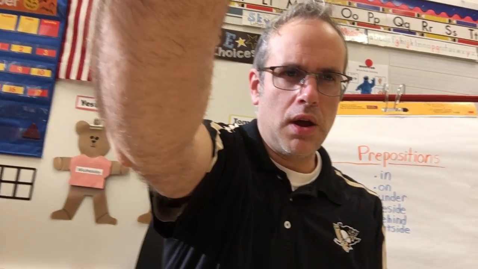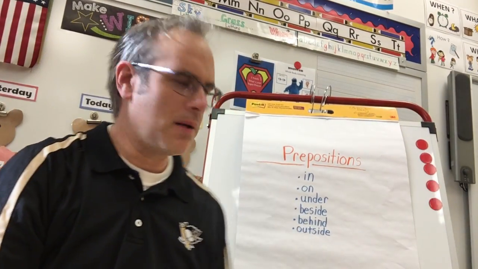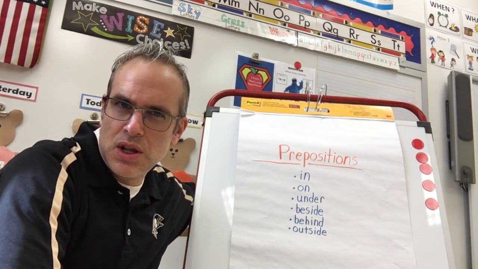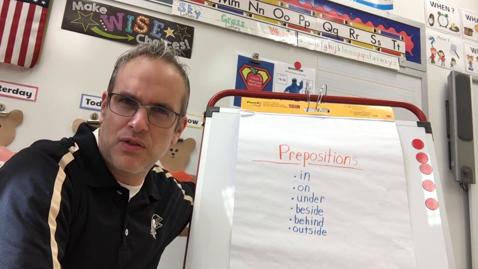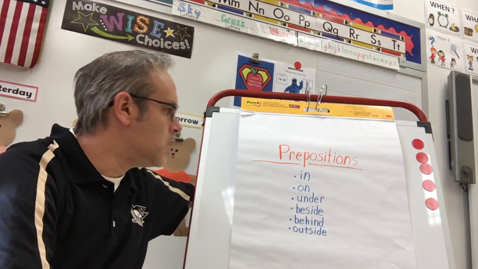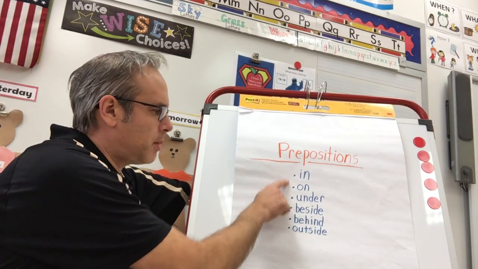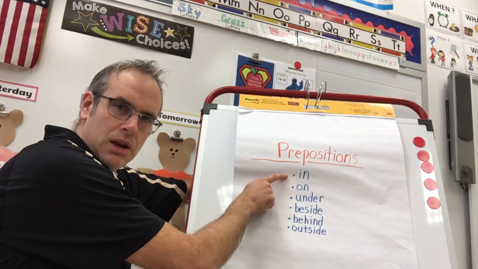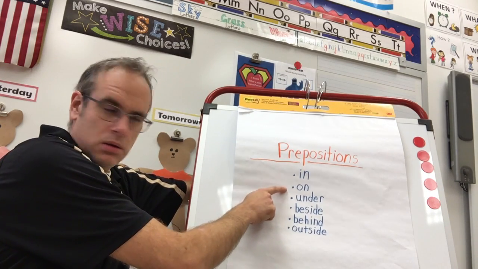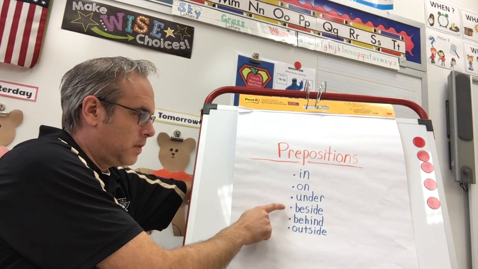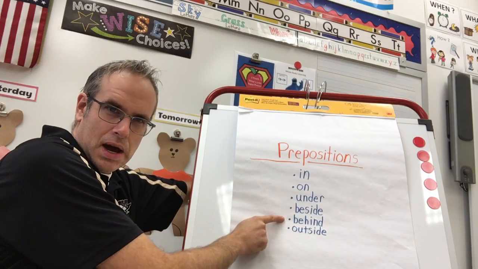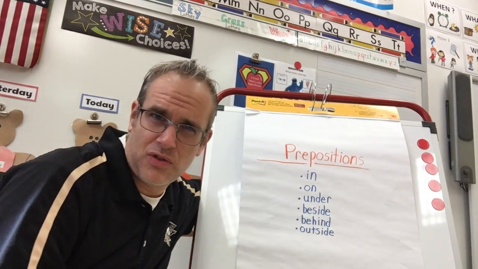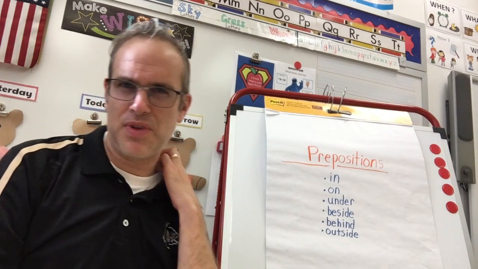So here on the chart behind me, I wrote a word in orange. It says prepositions. A preposition is a word that describes something's location, like where it's at. I wrote some different preposition words in blue here for us to look at: in, on, under, beside, behind, and outside. Those words are all prepositions. They explain where something is located.